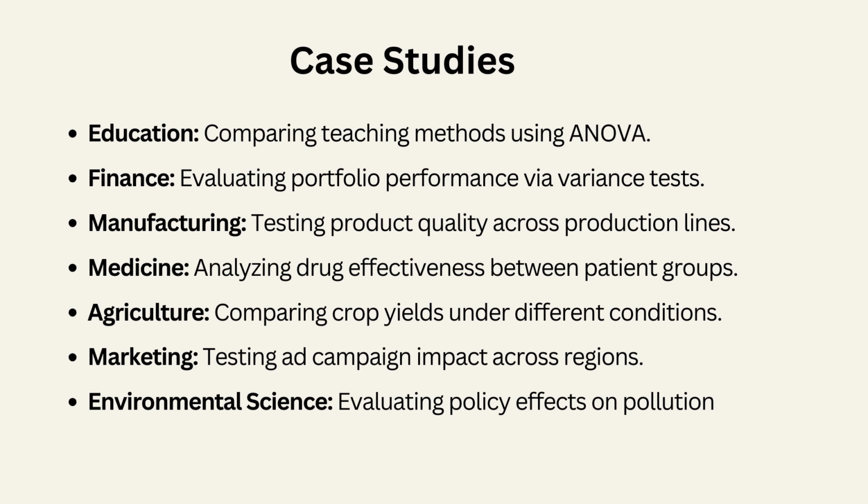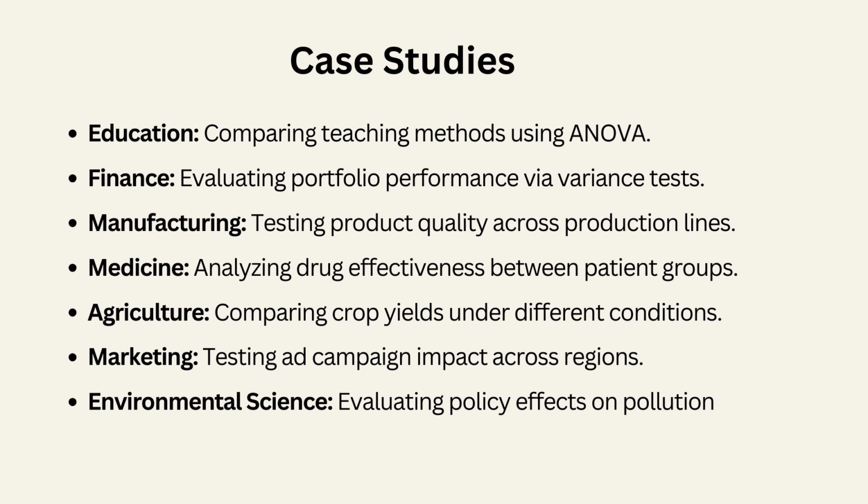In agriculture, ANOVA helps us to analyze crop yields under different conditions. In marketing, we can test the impact of ad campaigns across various regions. Finally, in environmental science, the F distribution helps evaluate the effect of policies on pollution levels. These examples show the broad applicability of the F distribution in real world scenarios.